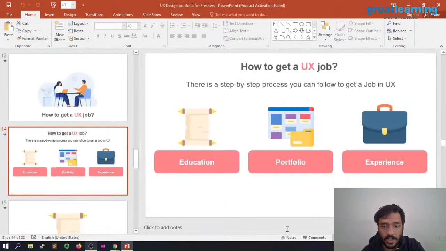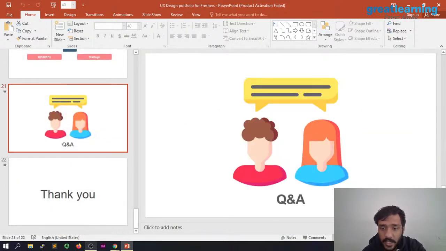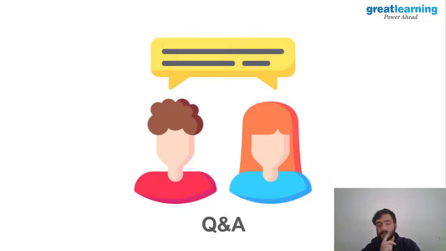To get a UX job, there are 3 things, guys: education, portfolio, and experience. Some of you may not have experience, but I'm teaching you how to get a portfolio. And education, you can get a degree or something. All right, cool. So Q&A. Let's see what questions you guys have, and then we'll end the session.